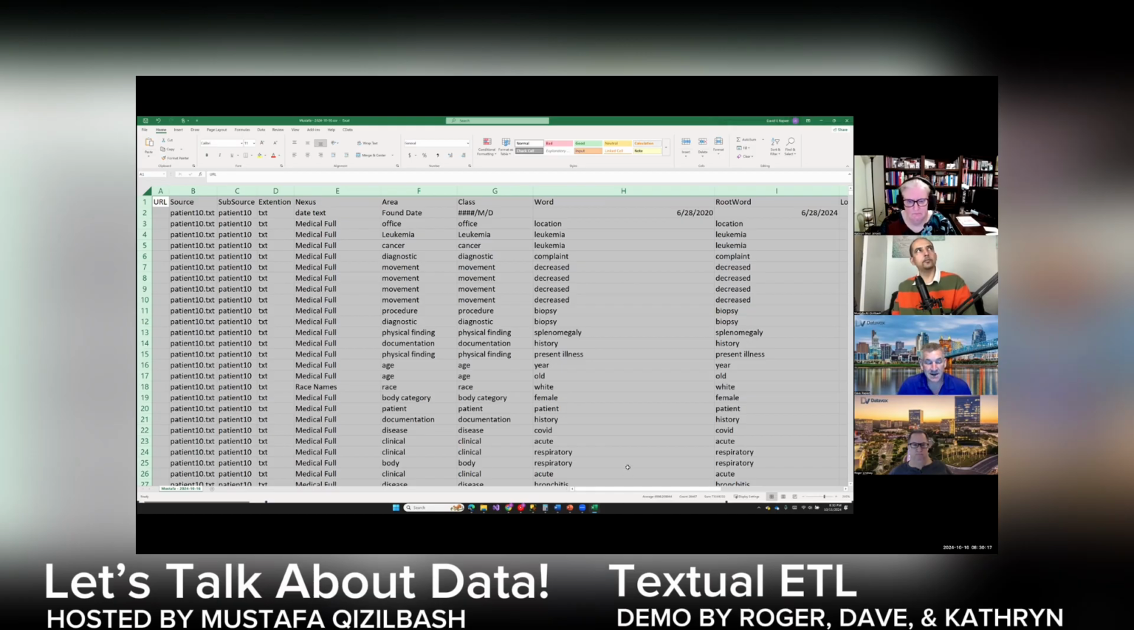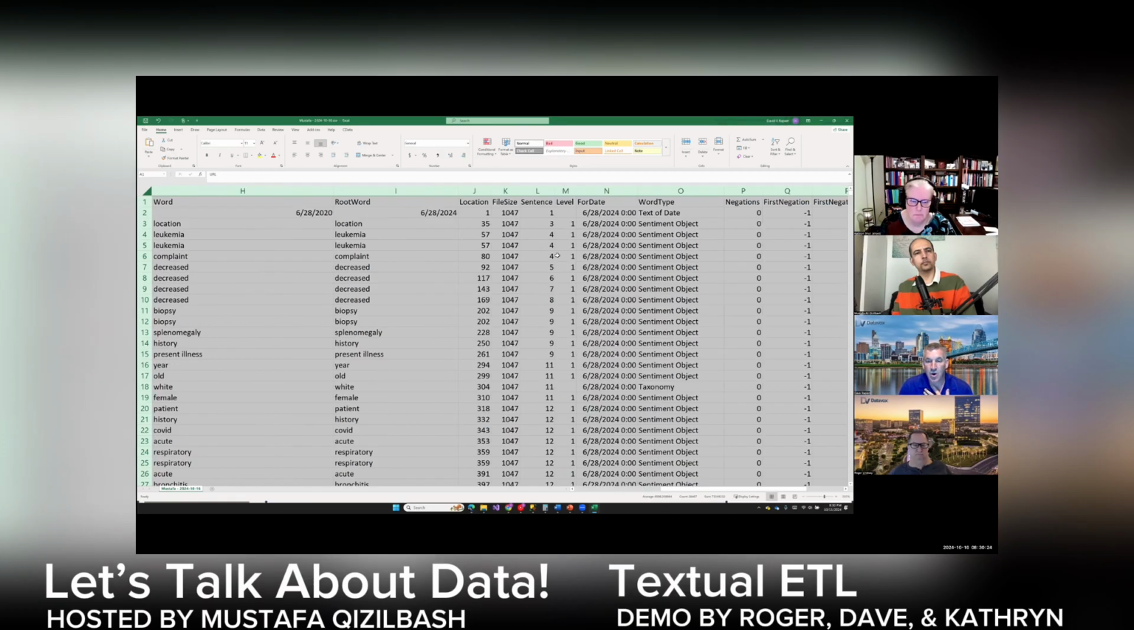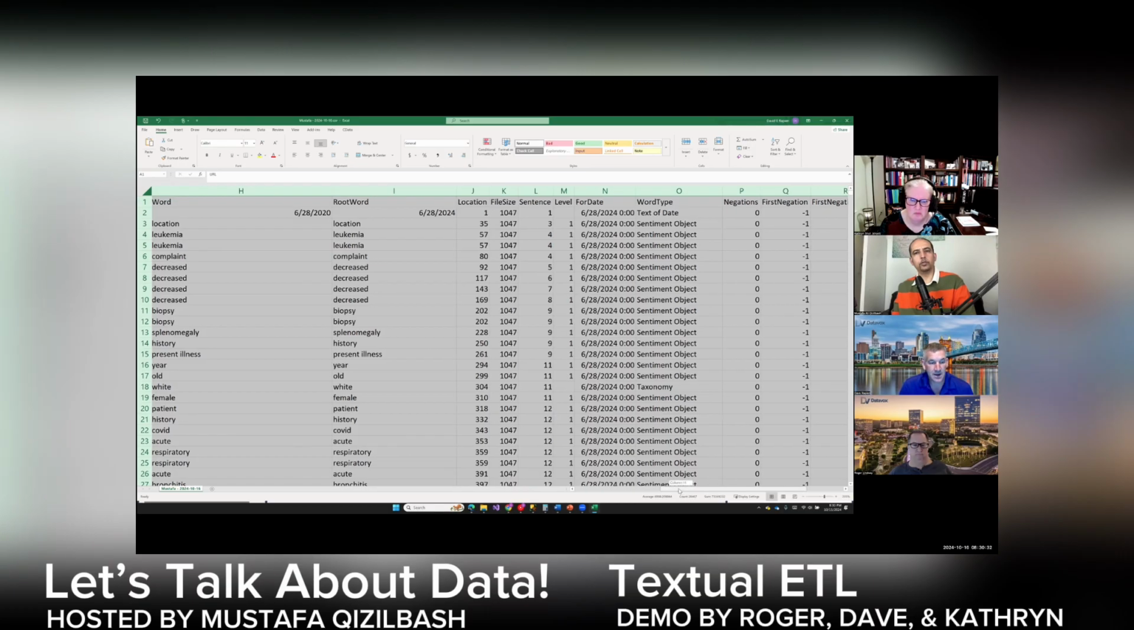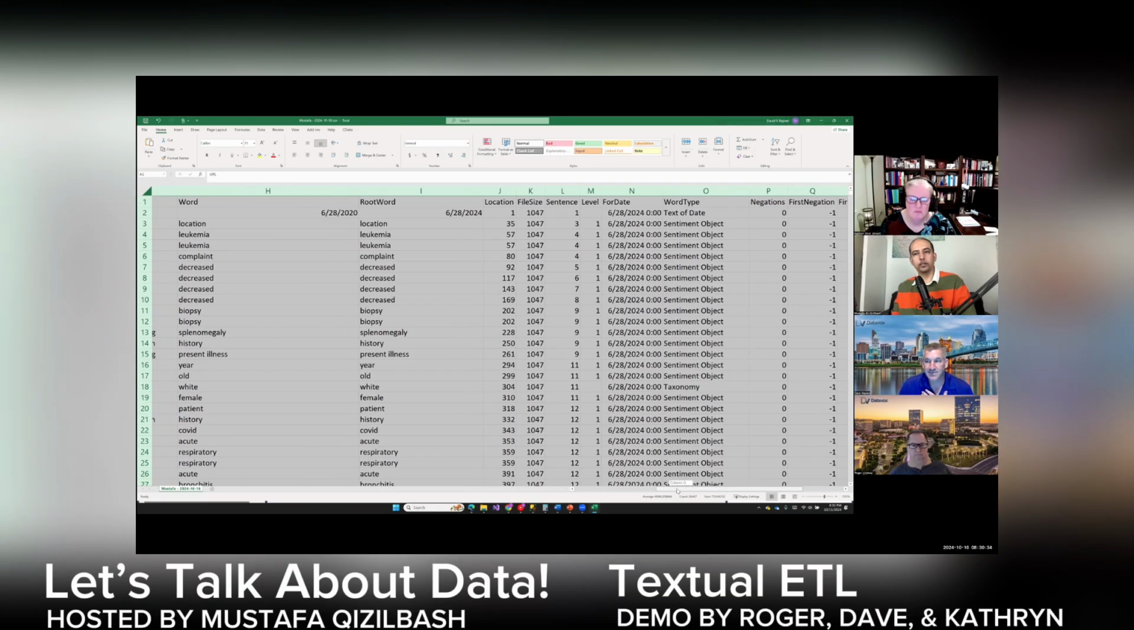Using basket analysis, we know all of these are from patient 10, and we know what sentence each of these were said in, what location in the file these were put in. We know what taxonomy they come from. You bring in the metadata as well, right? We do.